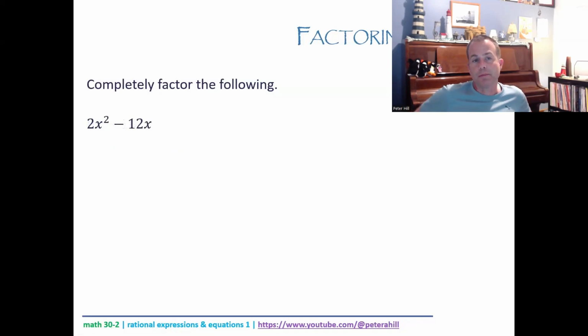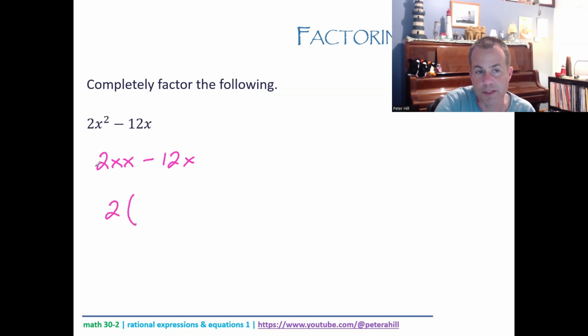2x squared minus 12x. You can think of 2x squared like this, 2 times x times x, because x squared is x times x, minus 12x. So when I'm looking at these terms, I know that there's a 2 common to both. And there's 2 x's here, and 1 x here. That means there is 1 x that's common to both. So actually, I can take out an x as well.